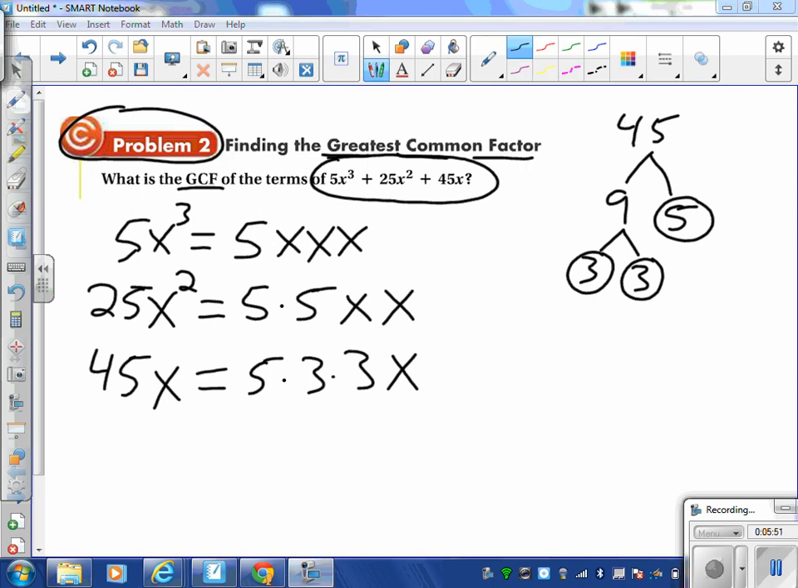So now that I have all the factors of each of the terms in the problem, I need to find out which number is in all three of those choices. I have 5 in all three of them. So one of the greatest common factors is 5.